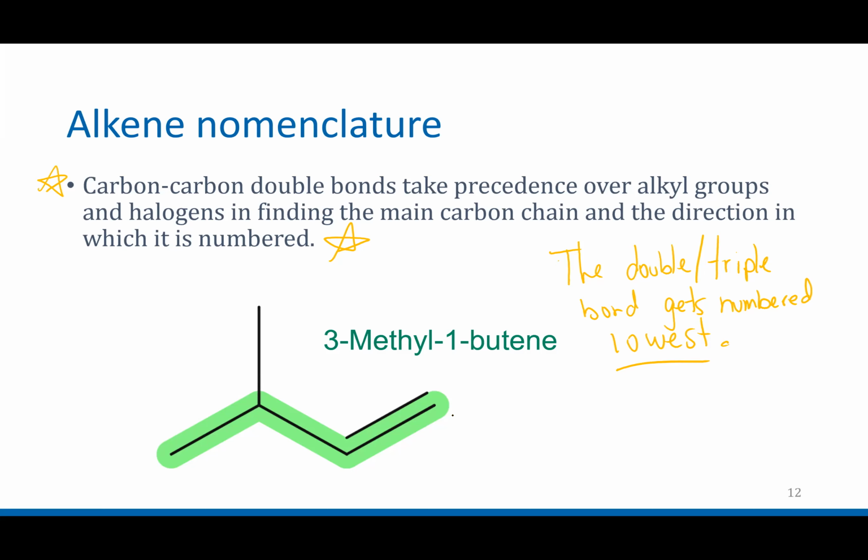So when I'm numbering this molecule, instead of starting here and going 1, 2, 3, 4, if this was just an alkane, that's how we would number it, because we would have the methyl on the lowest number. But because this has a double bond, the double bond is the lowest. So on the first carbon, we have our double bond, and on the third carbon, we have our methyl group. So we would call this 3-methyl-1-butene. Instead of butane, we would call it butene.